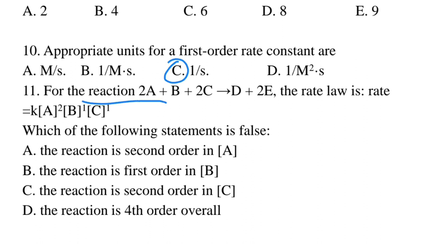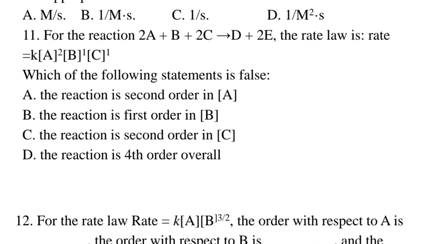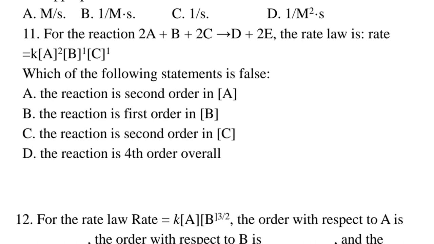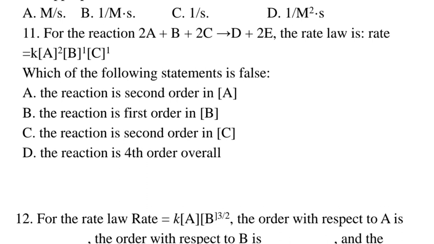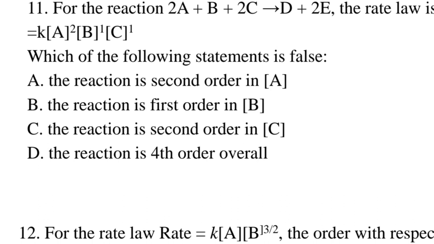Question number 11, for the reaction 2A plus B plus 2C, which gives D plus 2E, the rate law is rate equals K times second order with respect to A, first order with respect to B, and first order with respect to C. So let's see which of the following statements is false. The reaction is second order in A, true. The reaction is first order in B, true. The reaction is second order in C, false, it is first order. So the answer will be C.